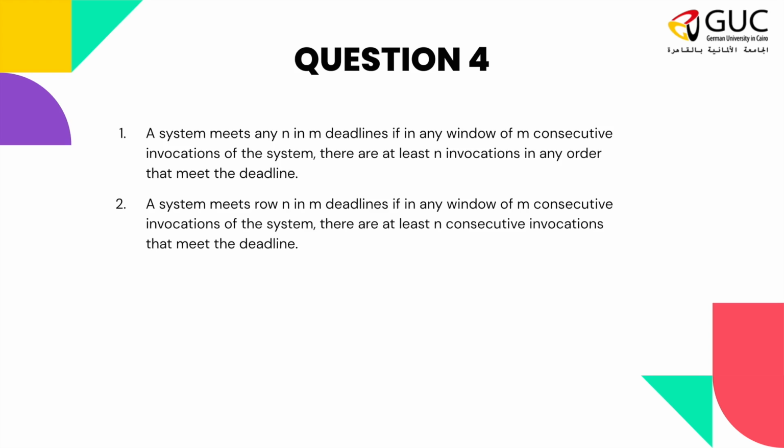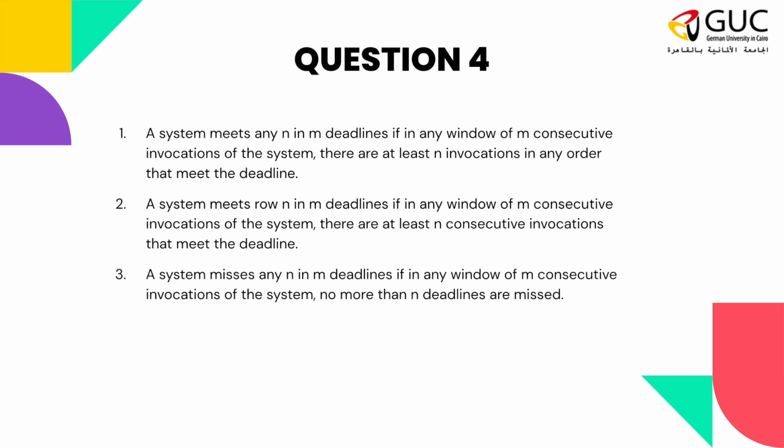Now we have the other two constraints, which will be tackling the misses. As you can see here, a system misses, and we are tackling the missed deadlines. So a system misses what? We can have miss consecutive and miss non-consecutive. From this example, a system misses any n in m deadlines. Any here refers to what? To non-consecutiveness. So this is the combination of miss non-consecutiveness.